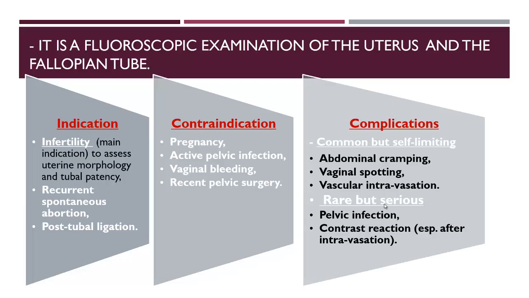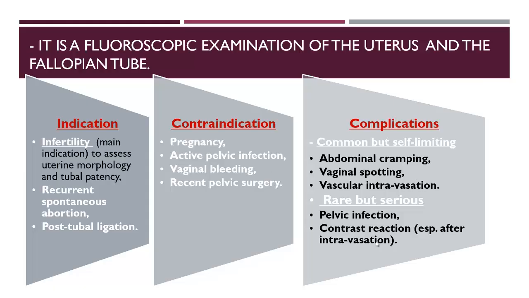Sometimes there are common complications that occur, and you must tell the patient before the start of the examination. Common but self-limiting ones are abdominal cramping and vaginal spotting. That's okay, there is no problem with vaginal spotting. Vascular intravasation is also a common complication, but it is self-limiting. For the abdominal cramping, you tell the patient that she will feel pain like that of menses. So you must explain the procedure well to the female before the start.